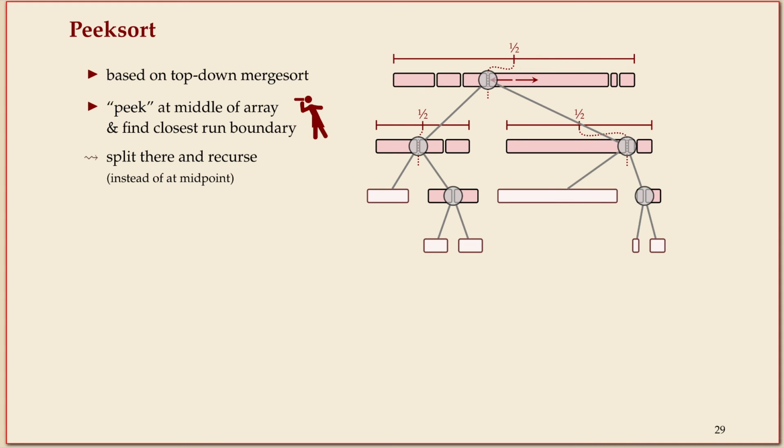And if you keep going like this, you naturally stop at a run, because say in this left recursive call, you jump in the middle and you scan until you find the run boundaries, but then you notice, oh, it's actually my entire input, so I don't need to do anything. And the same happens for all those other leaves. And when you come back, you just merge as in top-down merge sort.